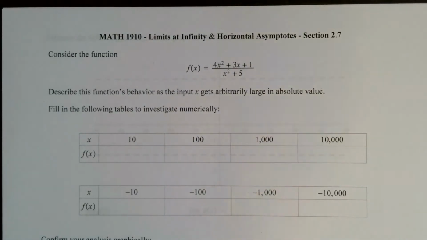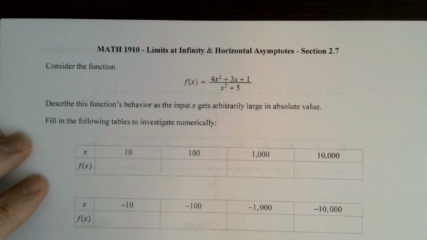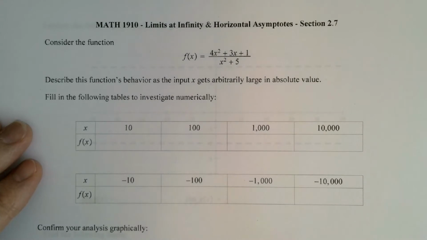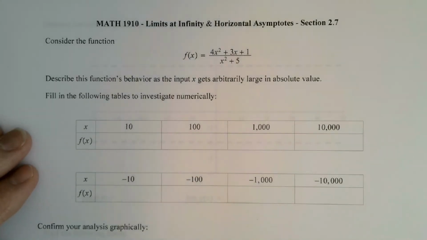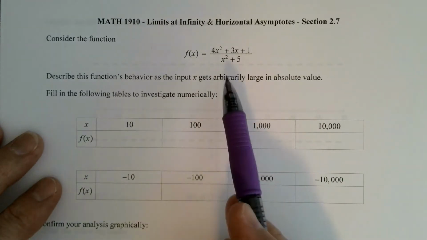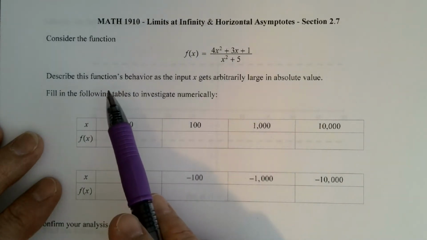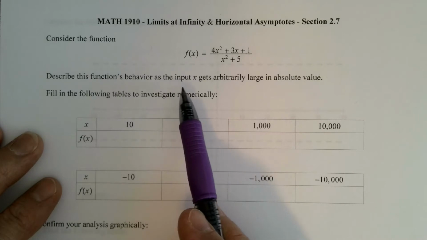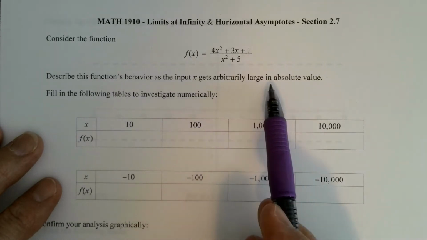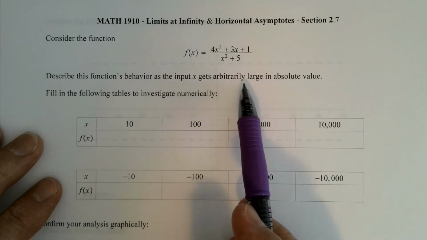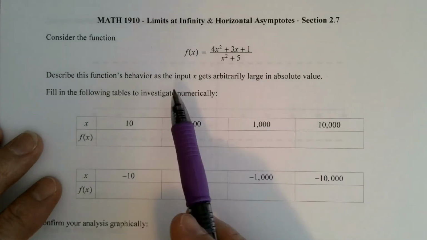Alright, today we want to look at limits at infinity and, of course, horizontal asymptotes, so they are related. We looked at vertical asymptotes and we talked about infinite limits. So we differentiate between infinite limits and limits at infinity. Let me explain. Here's a function, and I want to describe this function's behavior as the x inputs get arbitrarily large in absolute value. It could be arbitrarily large going through positive values or through negative values.